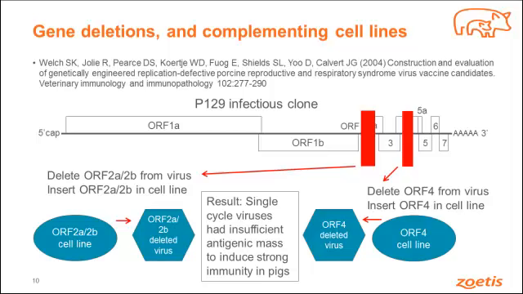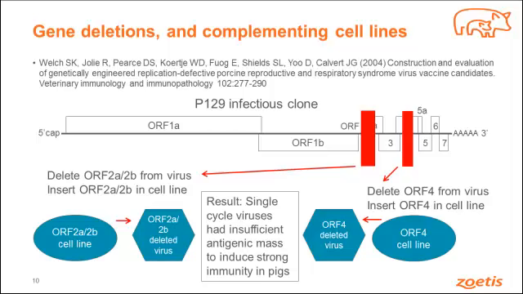Can we make a complementing cell line that expresses an intact copy of the partially deleted gene, infect that, and now the deleted virus is getting the gene it needs in trans from the cell? And we were able to do that for 2 of the 6, for ORF2 and ORF4. And it seemed like a good idea. We actually went as far as to put it into pigs because we could get a pretty good titer when we grew them on the cell.